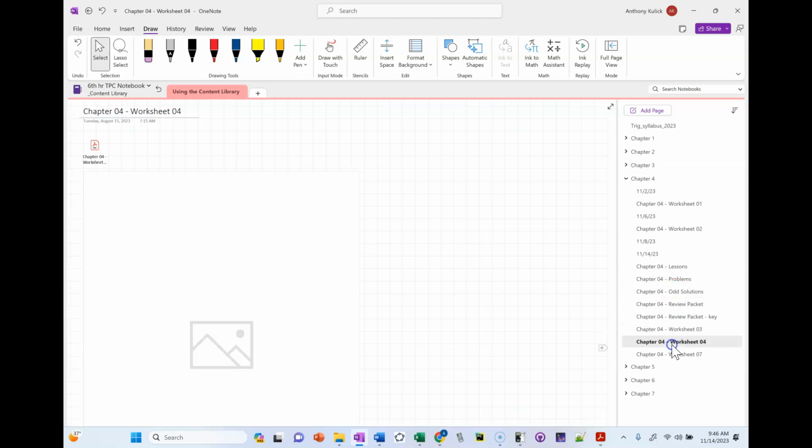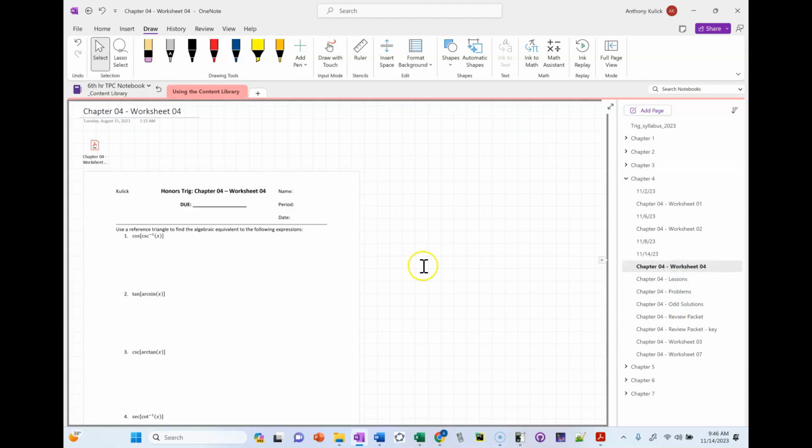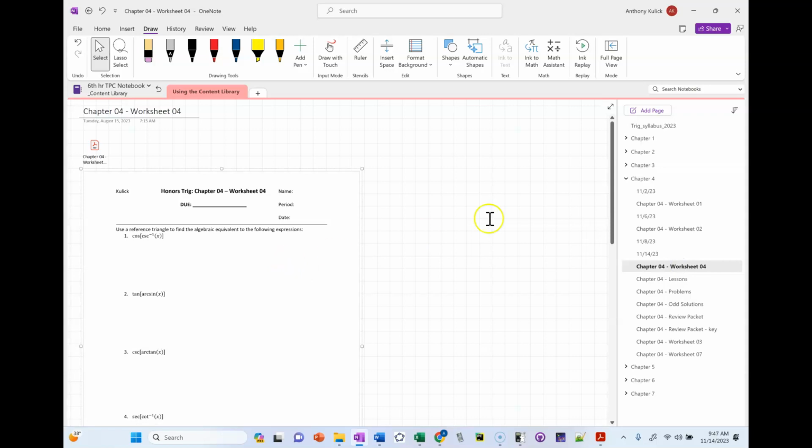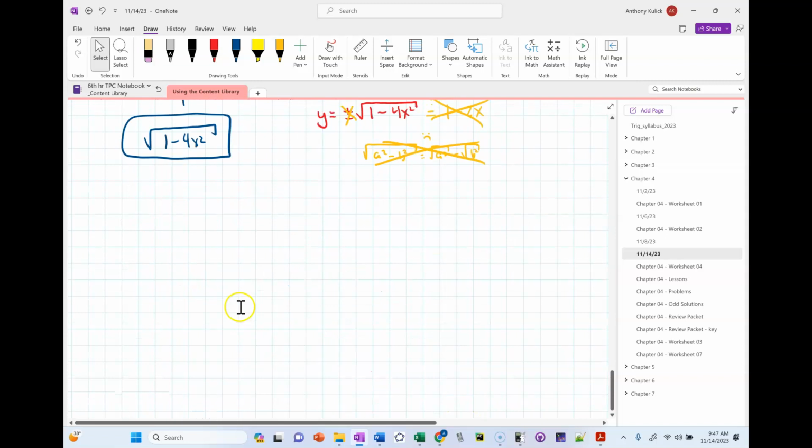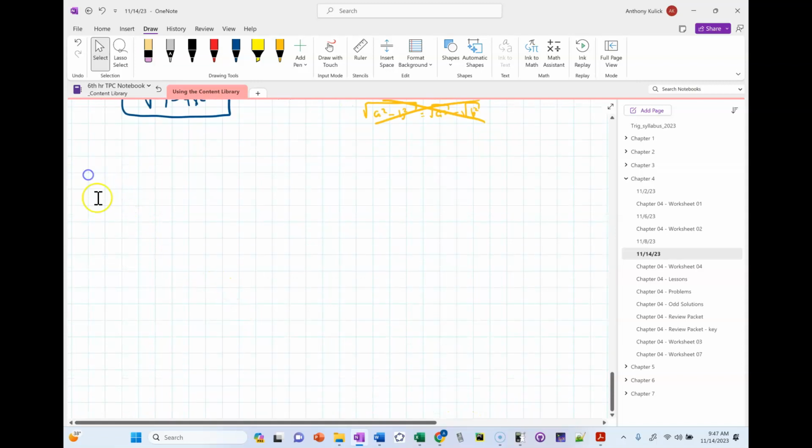So you guys are going to be doing worksheet 4 for me next as a homework assignment. I'm just going to grab worksheet 4, and we'll do like the first problem from worksheet 4 here together.